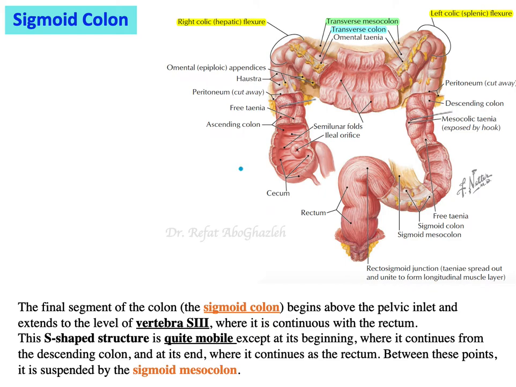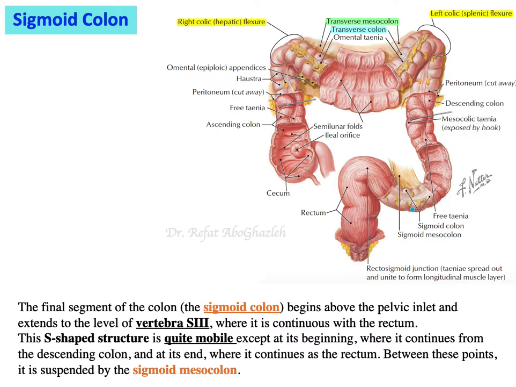Now we finished the ascending colon, transverse colon, descending colon. Now it's time to join the sigmoid colon. Look at this curved S-shaped part of the colon, that's known as the sigmoid colon. The sigmoid colon is similar to the transverse colon in that it has its own mesentery. While the mesentery of the transverse colon was the transverse mesocolon, the mesentery of the sigmoid colon is called the sigmoid mesocolon. So that means it's a mobile structure similar to the transverse colon.